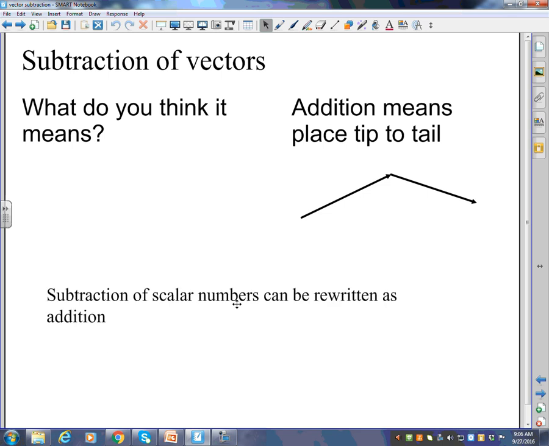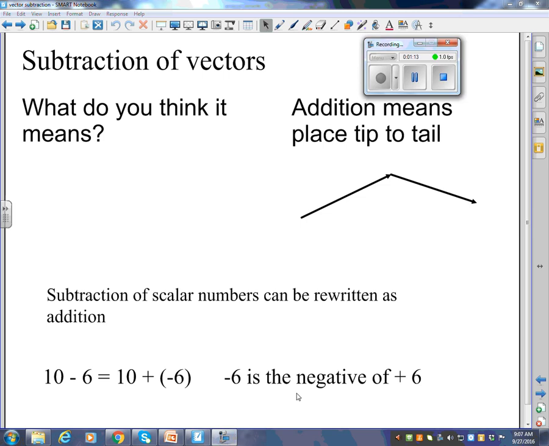Well, let's refer back to what we know about regular scalar numbers. The subtraction of scalar numbers can be rewritten as addition. Would you agree? For example, you have 10 minus 6. Would you agree that you could write that as 10 plus minus 6? Same thing, right? So in reality, every subtraction that you've done from day one, you can think of as really adding the negative. And negative 6 is the negative, or the opposite, of plus 6.